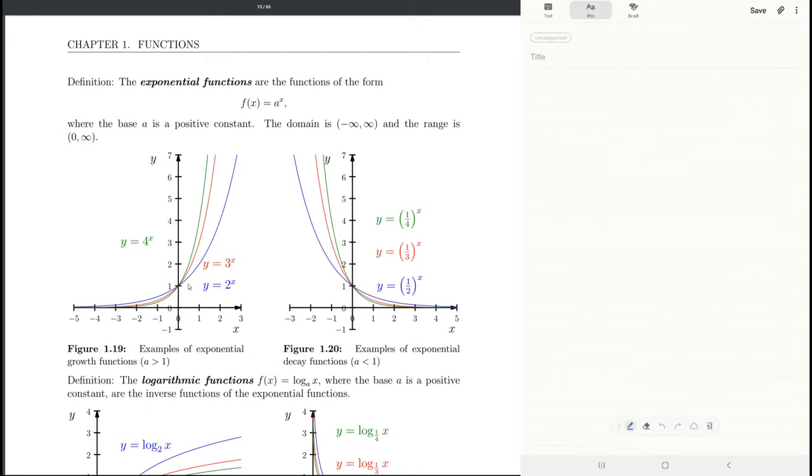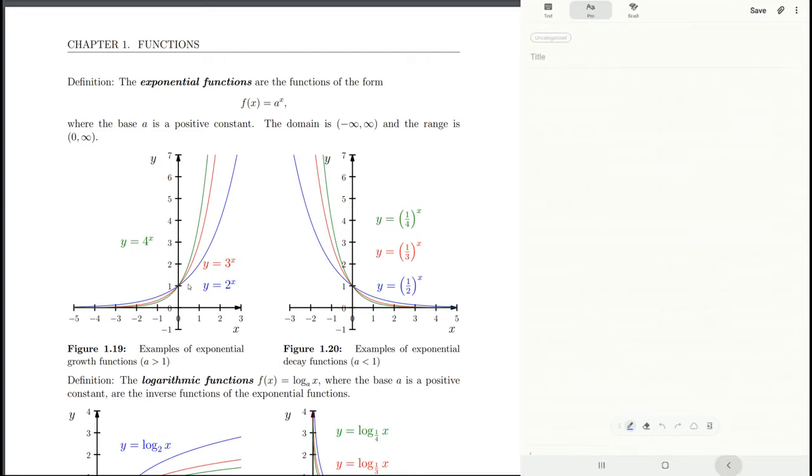So why is that the case? Well, let's have a look at calculating the y-intercept. If our function is a to the power of x, and we want to locate the y-intercept, recall that if we want to find the y-intercept, we're going to let x be equal to 0, and then we're going to solve for y.